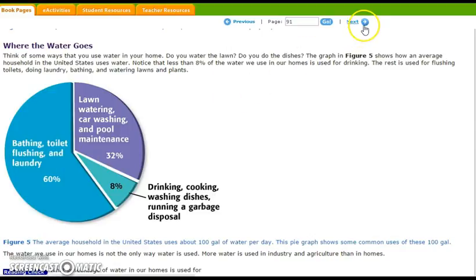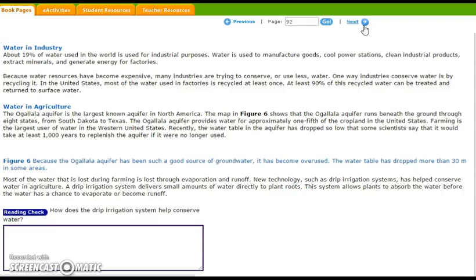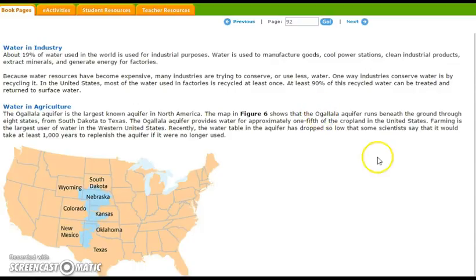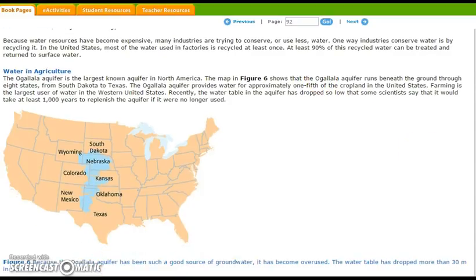Some good information there. More information about how we use water. In class we may also be looking at some statistics on how water is consumed and what are actually the best ways to use water wisely.